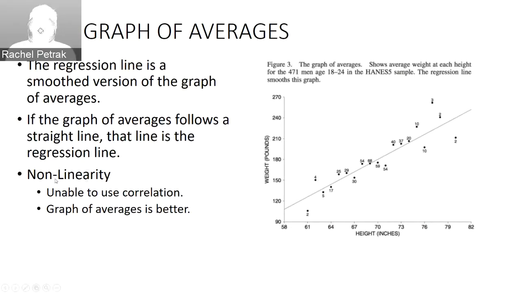Finally, when you've got nonlinearity in your regression line, you're unable to use the correlation or regression. You can't use the correlation, which is essential in regression. So it's best to use the graph of averages when you're faced with a nonlinearity scenario.